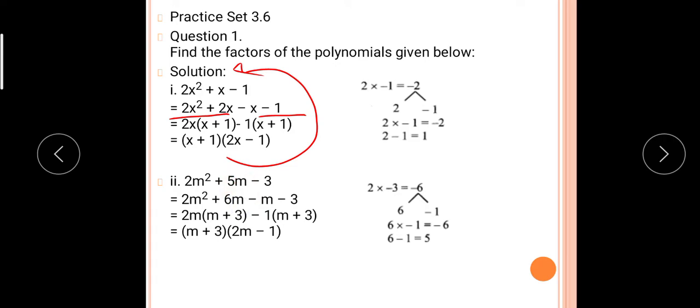Now in a similar way, take the first two terms and the last two terms. What is common between the first two terms? 2m. What remains? m plus 3. What is common between the last two terms? Minus 1. What remains in the bracket? m plus 3. Always remember that when you are factorizing, this bracket should be the same. Take a common factor in such a way that the bracket is the same, and then you will get the answer.